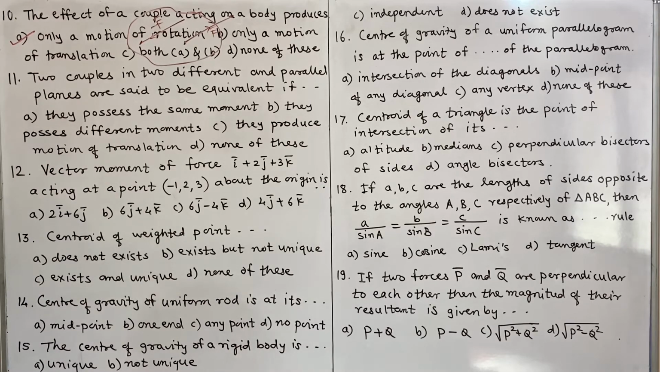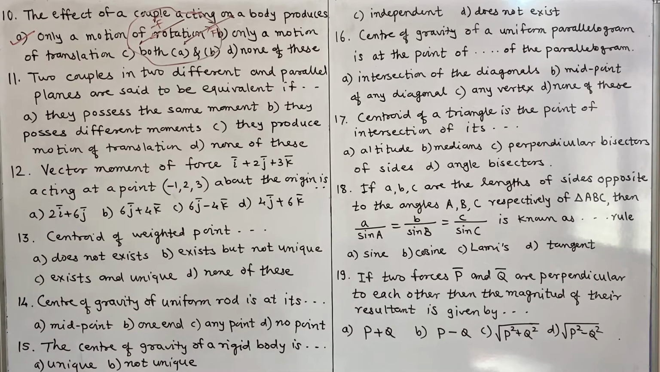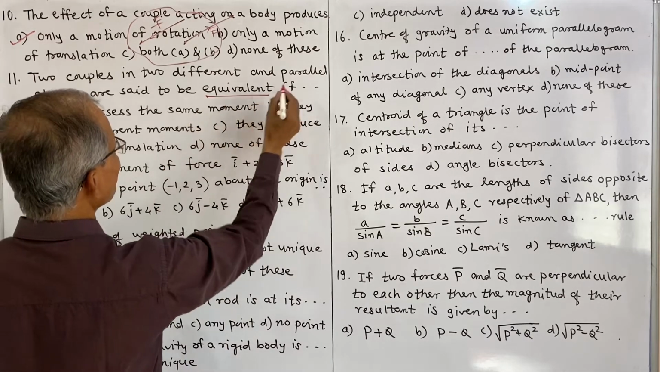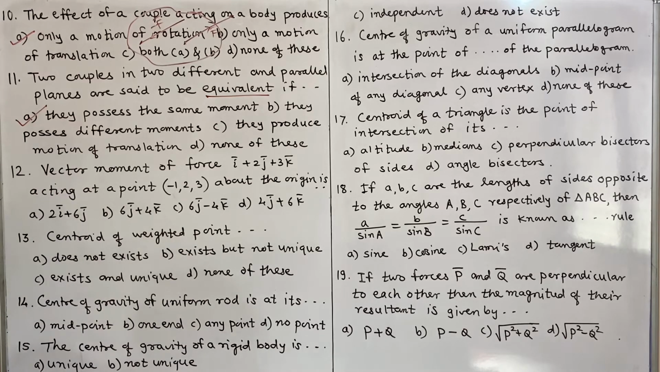Next: two couples in two different and parallel planes are said to be equivalent if they possess the same moment, they possess different moments, they produce motion of translation, or none of these. Two couples are said to be equivalent if they possess the same moment, and therefore by definition A is the correct alternative. They act in different but parallel planes and are equivalent if they have the same moment.